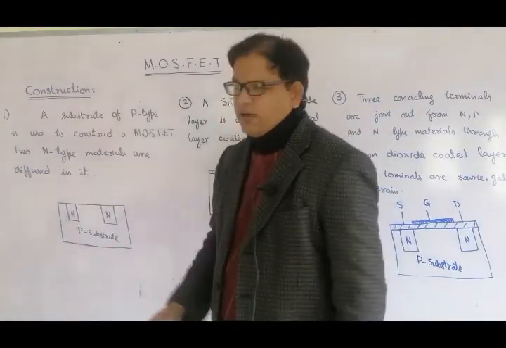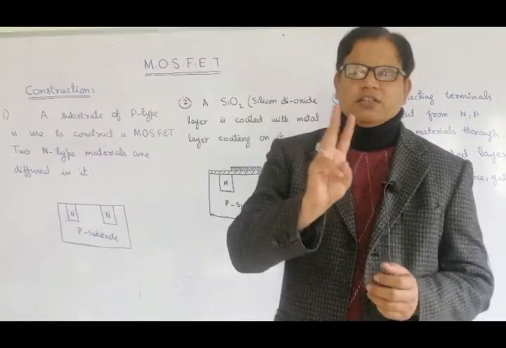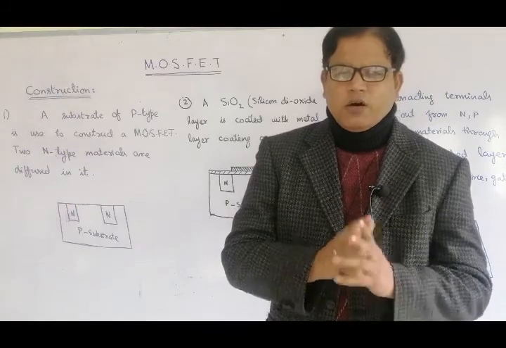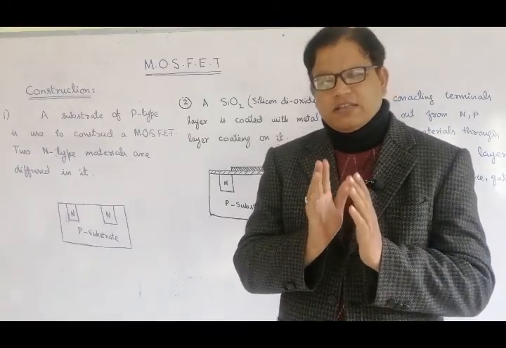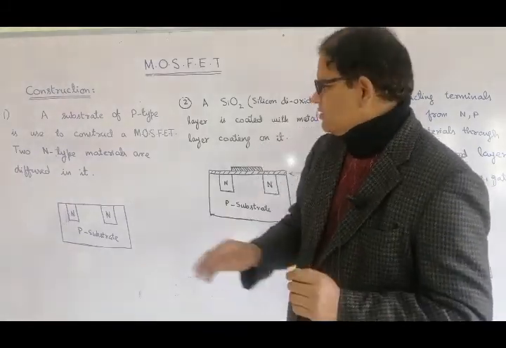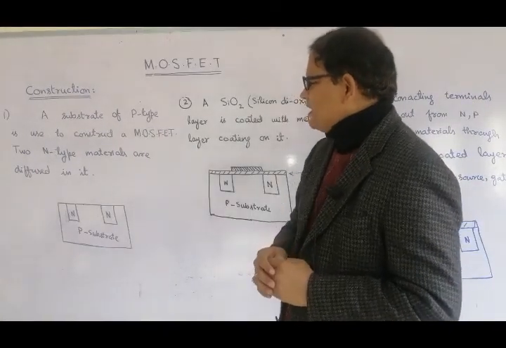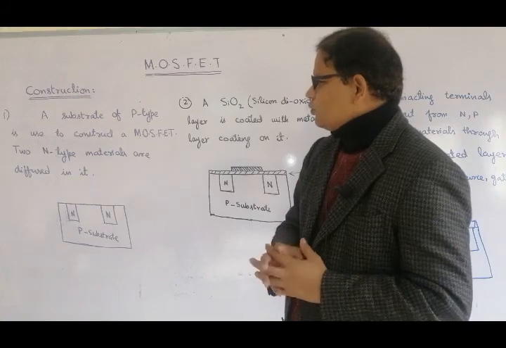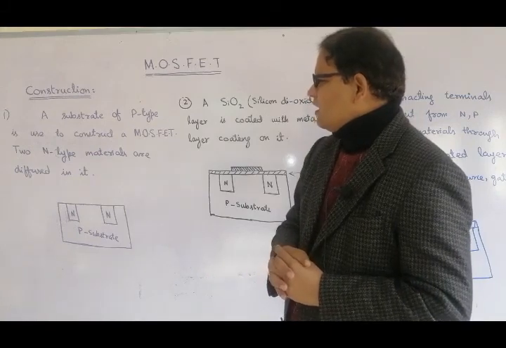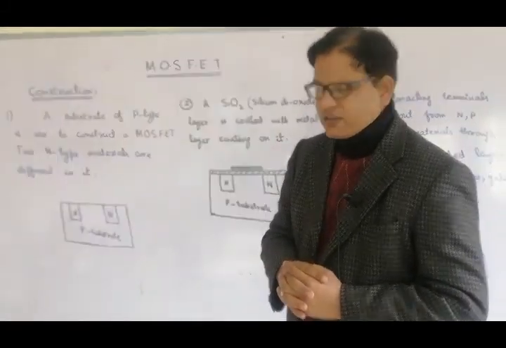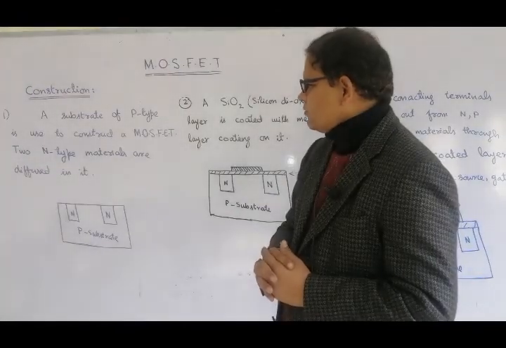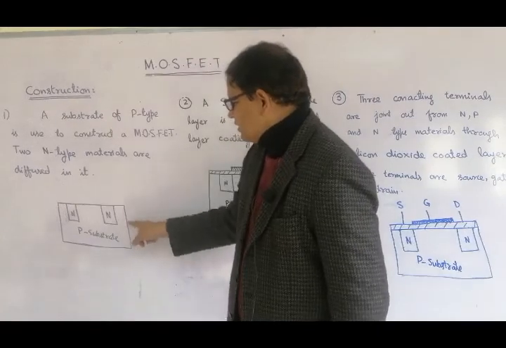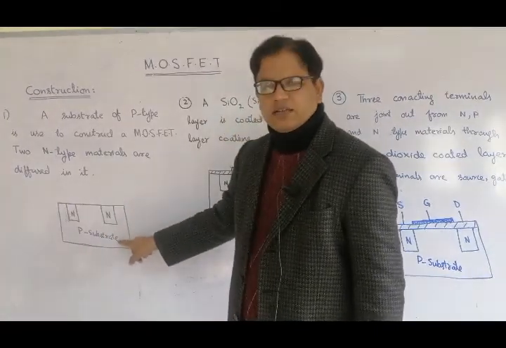The construction has basically three steps. In three steps, we are going to understand how MOSFET is constructed. Point number one is a P-type substrate. A substrate of P-type is used to construct a metal oxide semiconductor field effect transistor. This is the first part, a P-type substrate.